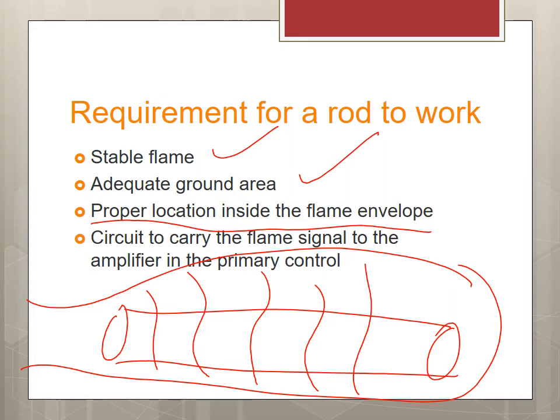The circuit will carry the flame signal to the amplifier in the primary control. So the primary control will send AC in here, and it will get into this wire, and it will get DC. Based on the amount of rectification we get and the DC voltage we measure, that will tell us how much flame is present.